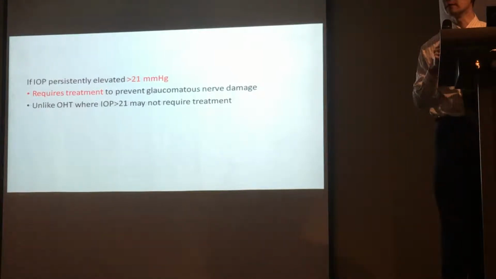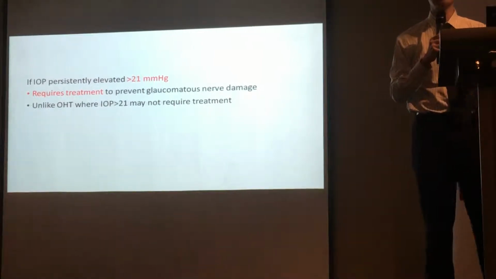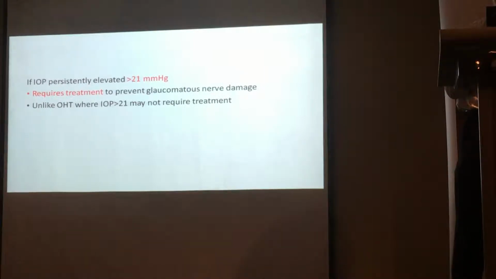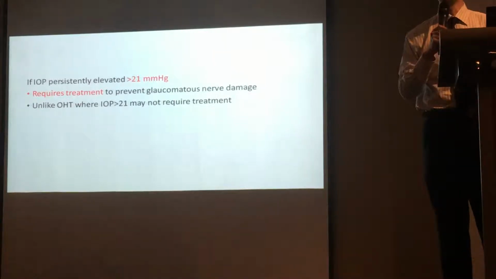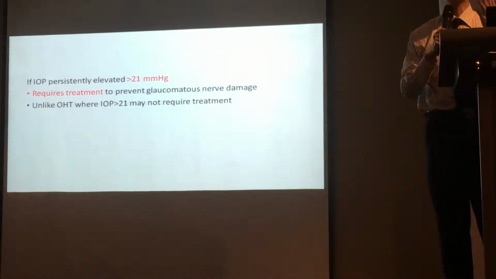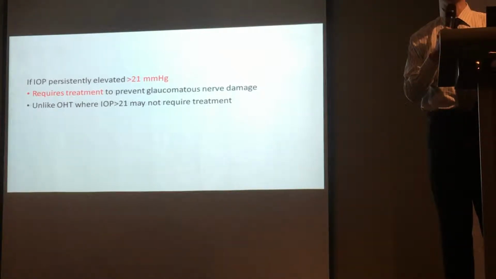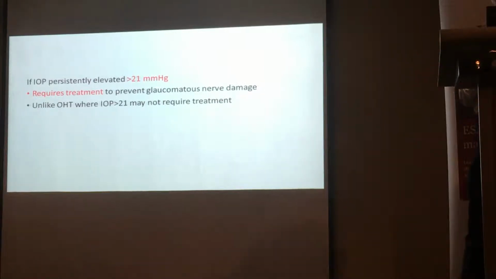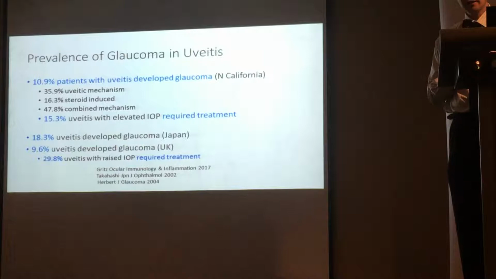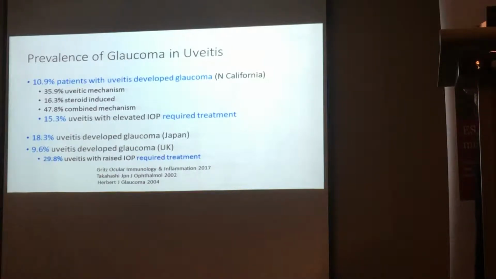So let's be very clear, all right? If there is uveitis, if there is a secondary cause for the high eye pressure, you have to deal with it to prevent glaucomatous nerve damage. If you don't, the damage will come. That will happen. It is as sure as death, if you want to put it that way. All right? So let's look at some studies which tell us how common this glaucoma in uveitis is. And here we have 3 different studies from different parts of the world.